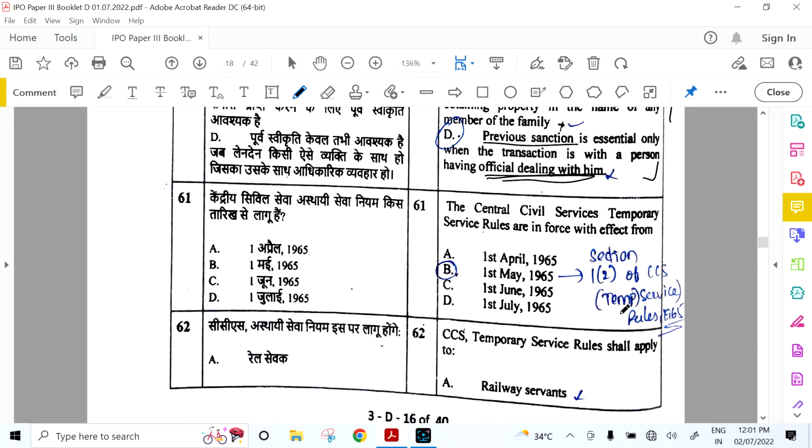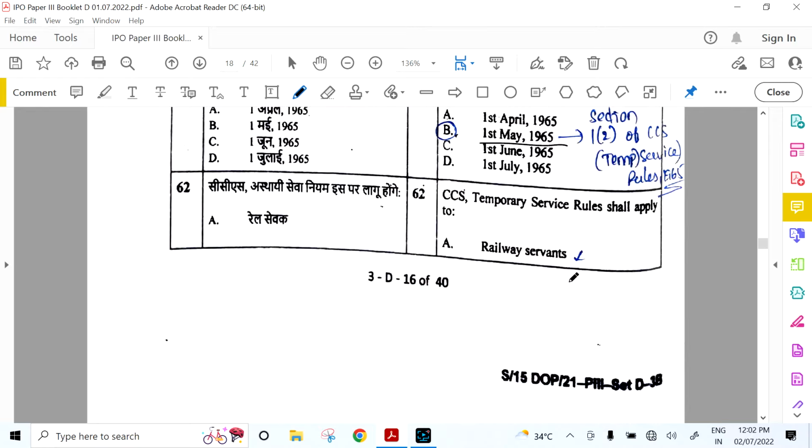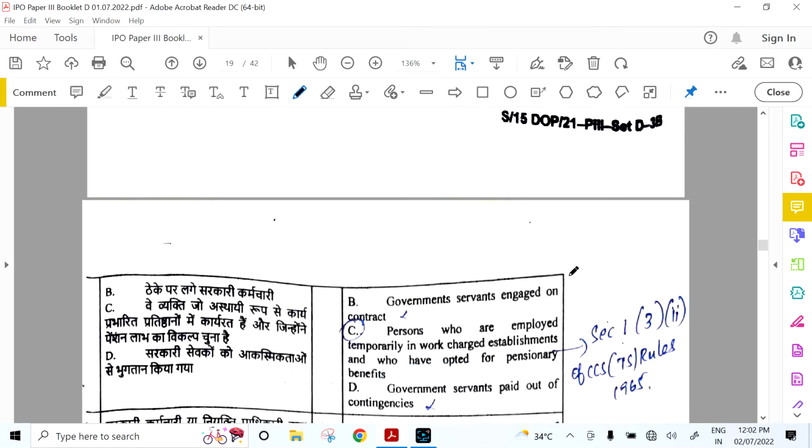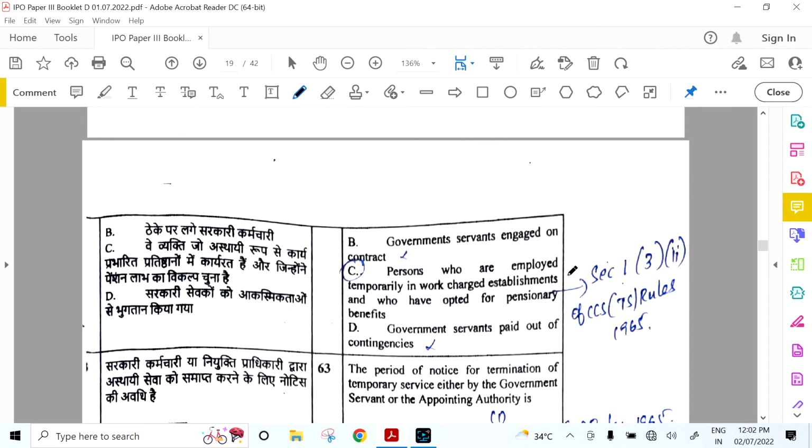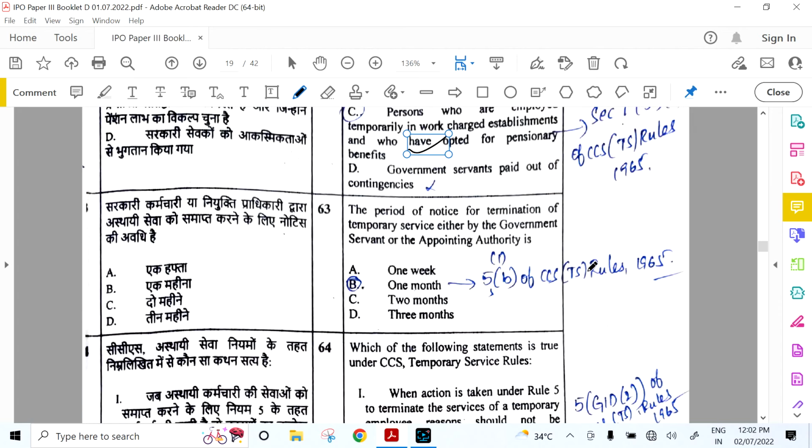Central Civil Service temporary service rules are in force with effect from 1st May of 1975. Section 1-2 of CCS Temporary Service Rules 1965. CCS temporary rules shall apply to railway servants, government servants engaged in contract, persons who are employed temporarily in work charged establishments and who have opted for pensionary benefits. Under section 132 of CCS temporary rules, C is correct. The period of notice for termination of temporary service either by government servant or appointing authority is B, 1 month, as per 5B of CCS TS rules 1965.